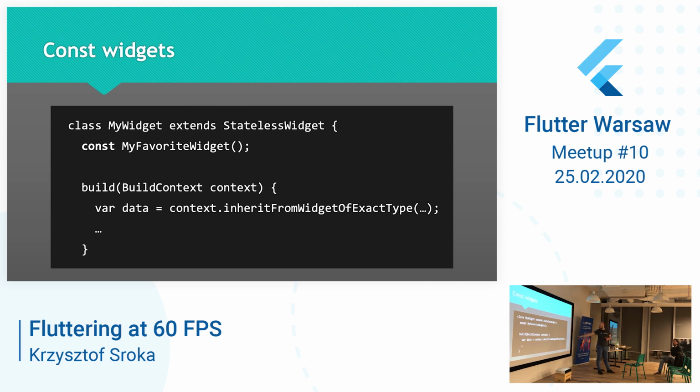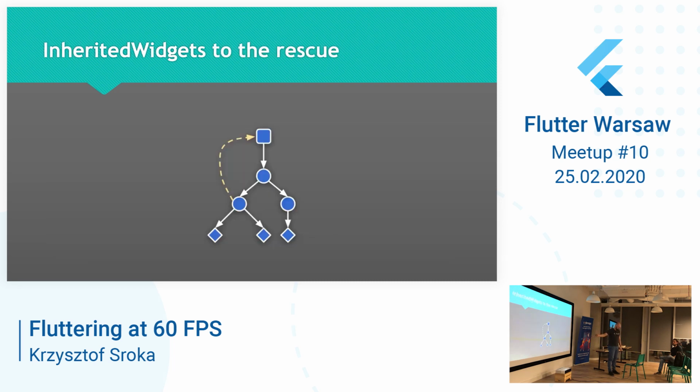However, when we call inheritFromWidgetOfExactType, that widget that gets returned will remember which element actually called that function, which build, and will know to rebuild if it thinks, oh, I've changed inherited widget data. There's more details to this, but this talk is limited in time. So if you want to have more details on how it works internally, just grab me after the talk.